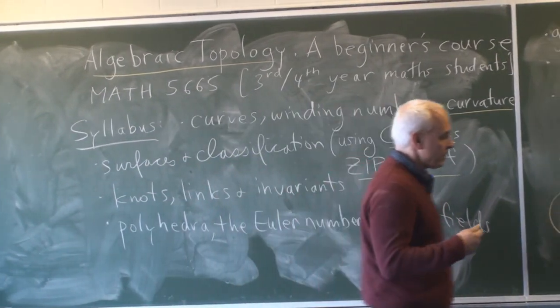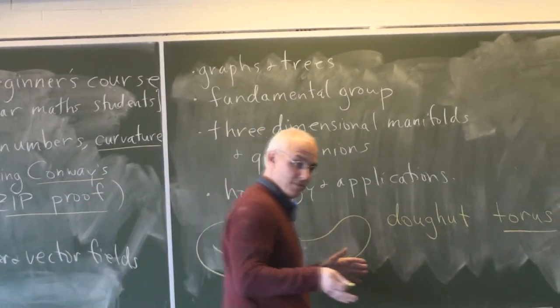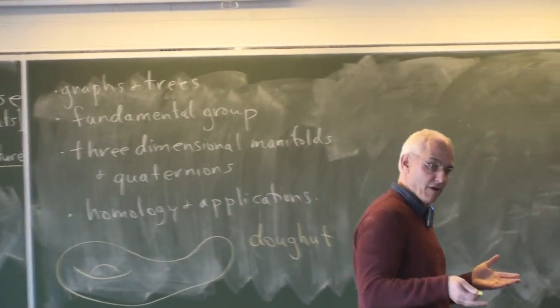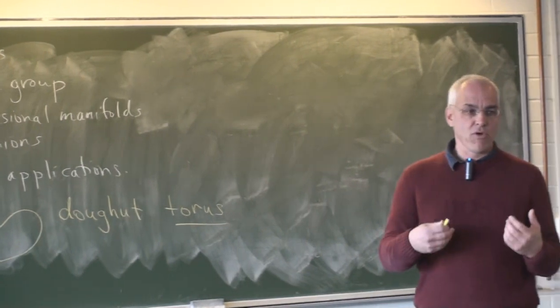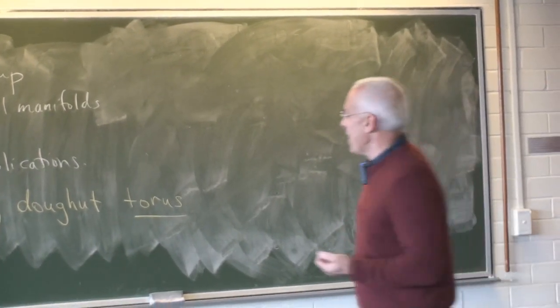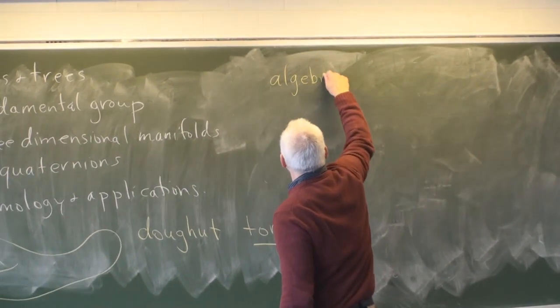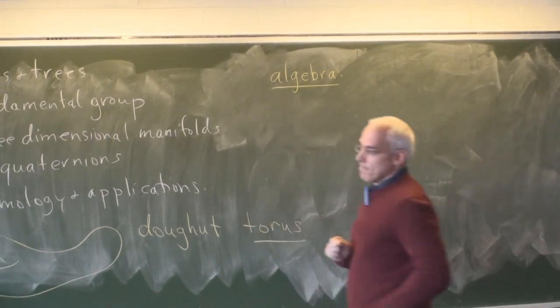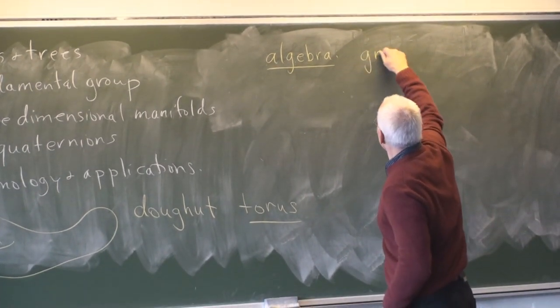One of the ideas then is, although we're studying something which is very physical and spatial, and we can make models of these things, we're going to be studying them from an algebraic point of view often. Okay? And the algebra that we're going to use is a branch of algebra primarily called group theory.